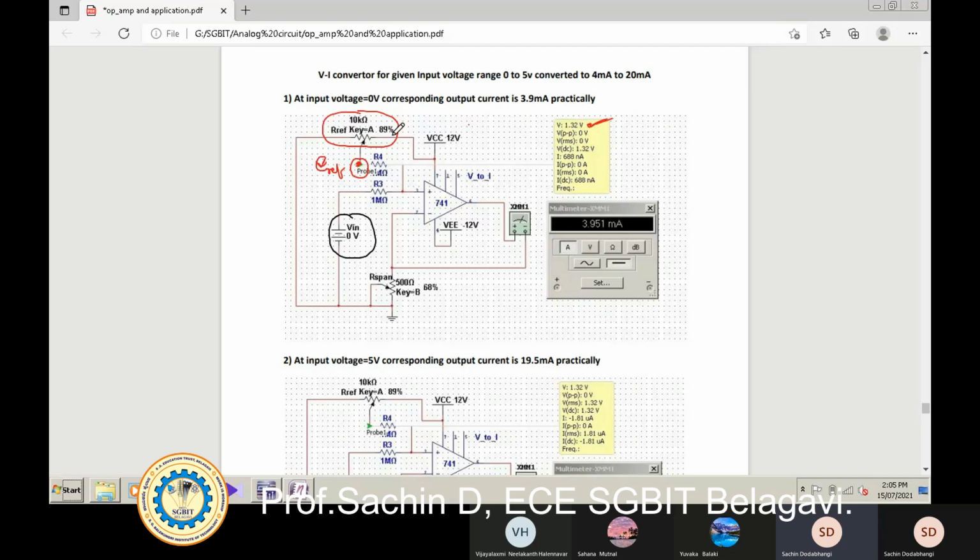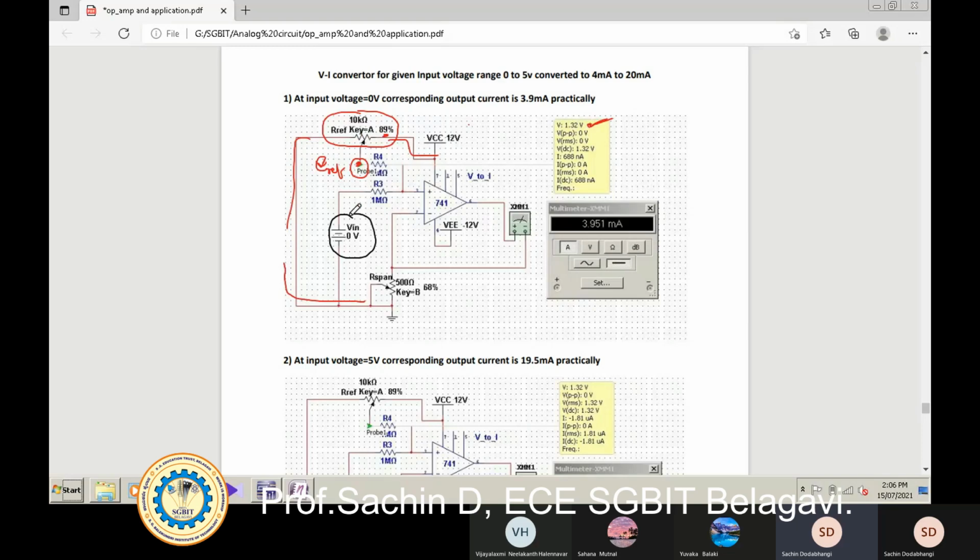So there is a pot. You vary that pot. Pot means potentiometer. It is a 3 terminal device. One terminal you connect to ground, this point you connect to VCC, and in between you vary this pot. You vary this pot until you get E reference to be 1.25. Practically I got 1.32 here.